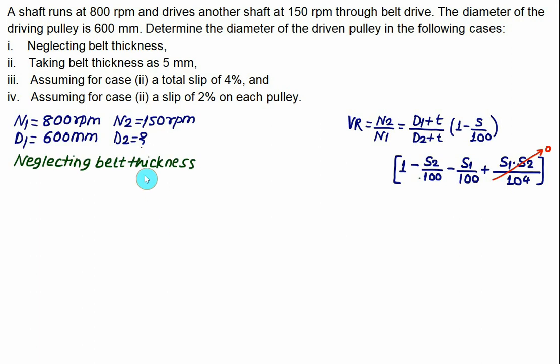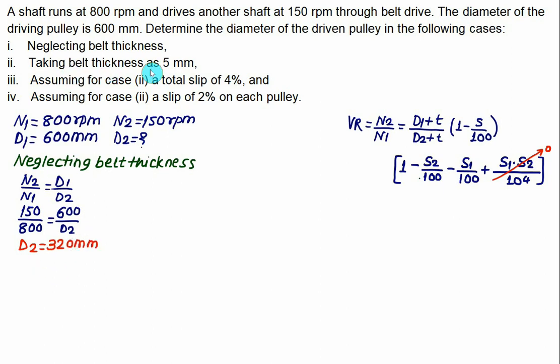In the first case, the belt thickness is neglected, so VR, which is N2 by N1, is equal to D1 divided by D2. So N2 is equal to 150, N1 is equal to 800, diameter of the driver is 600, and the diameter of the driven, that is the value of D2, you have to find out. So in this case we get D2 as close to 320 mm.